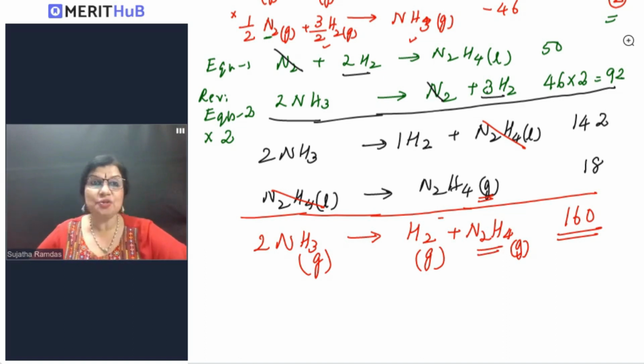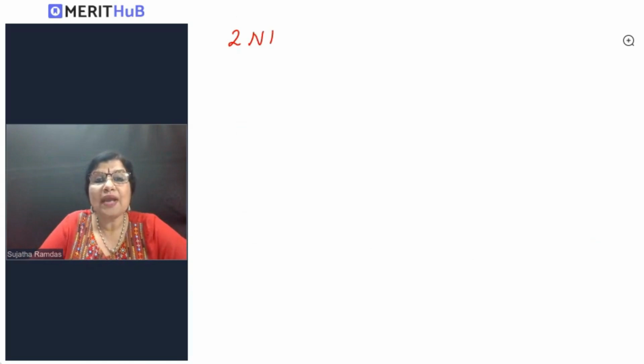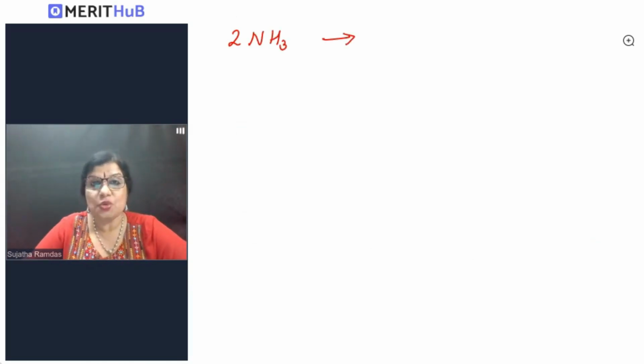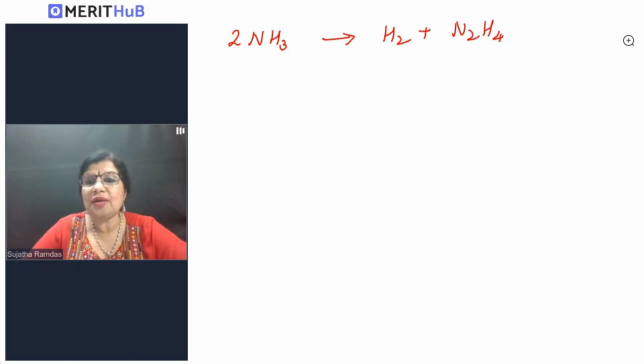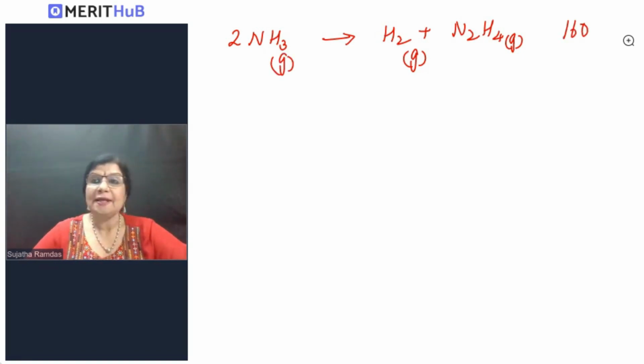So it is not an easy numerical. You've got to be very carefully modifying equations and arriving at the appropriate target equation. So let me rewrite the target equation on a separate page. So here we have 2NH3 giving you hydrogen plus N2H4 in the gaseous state. So all these are gases, and the value is 160. So 160 kilojoules per mole is the enthalpy of this reaction.